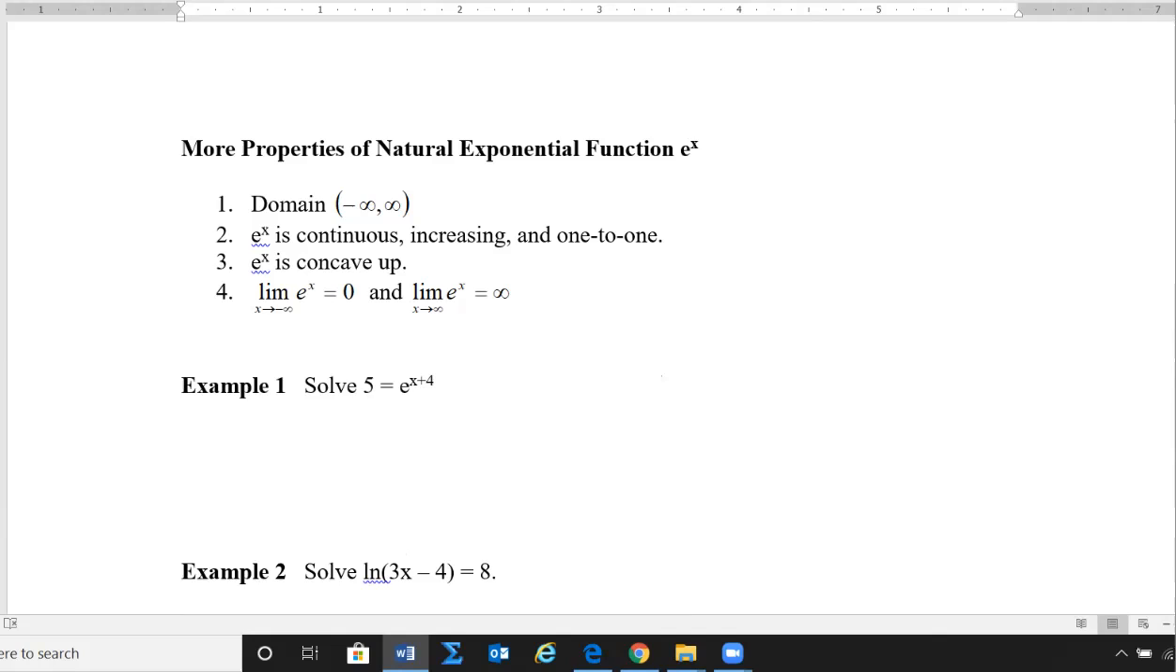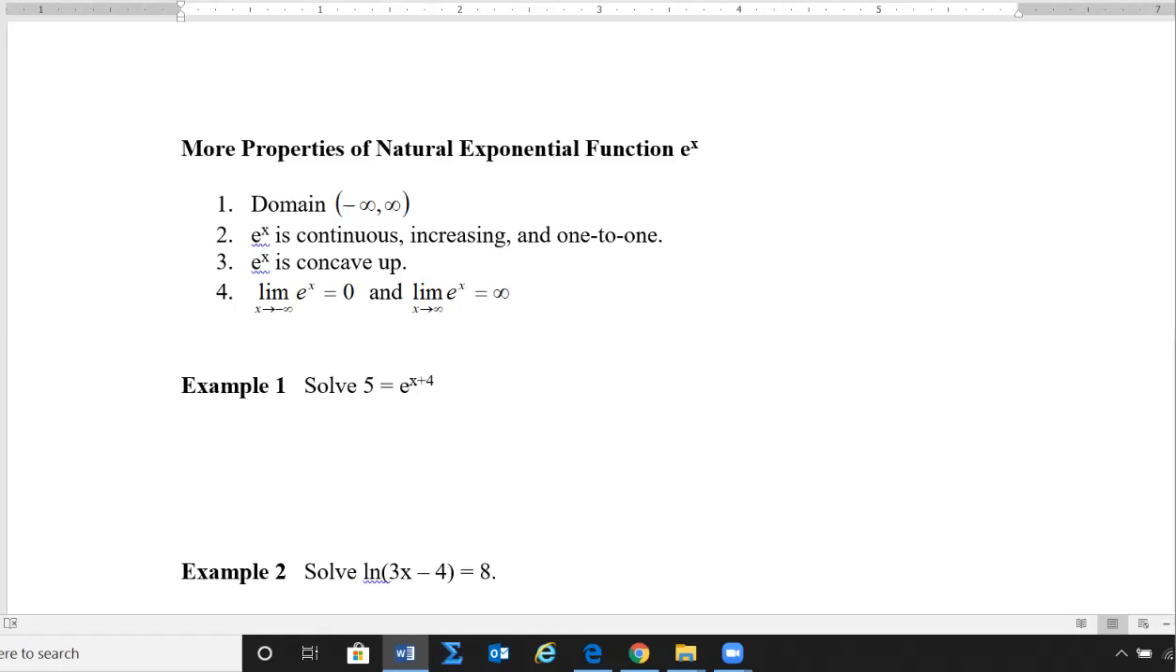Here's some other properties. Domain for the e to the x, of course, is the range of the natural log of x, negative infinity to infinity. E of x is continuous, increasing, and 1 to 1. Of course, it's increasing because natural log is increasing. They would both have to be increasing, the inverse and its function. So natural log of x as well as e to the x are both increasing and 1 to 1.